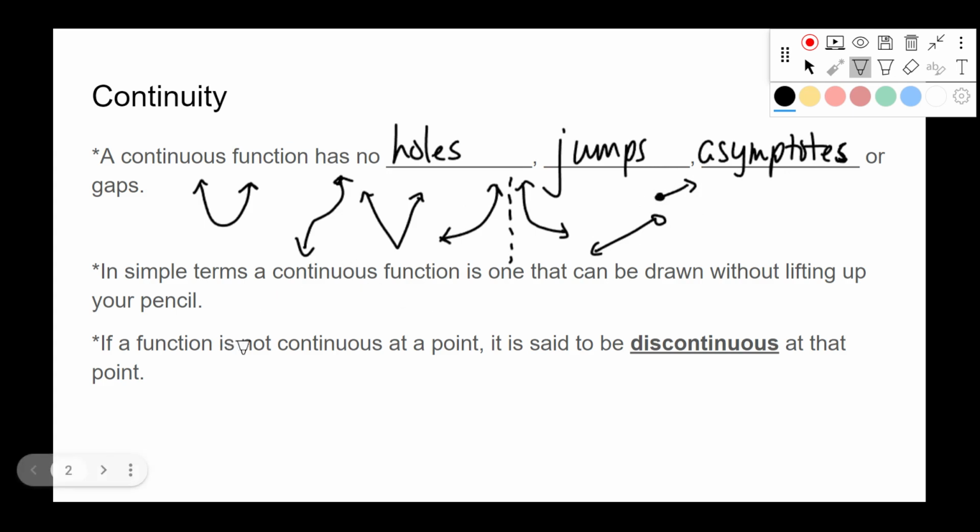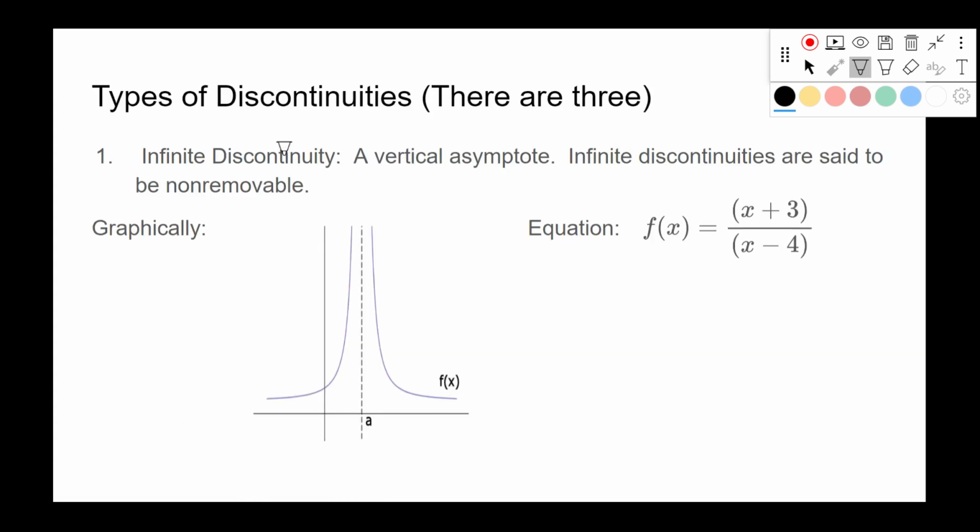Okay, if a function is not continuous at a point, it is said to be discontinuous at that point. That's what we're going to be talking about today, types of discontinuities and how to recognize them. Okay, there are three types of discontinuities. The first one is the easiest to recognize. It's an infinite discontinuity. An infinite discontinuity is a vertical asymptote. Infinite discontinuities are said to be what we call non-removable discontinuities.